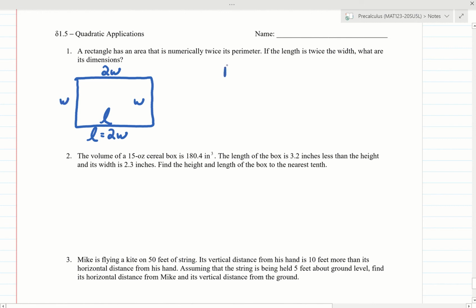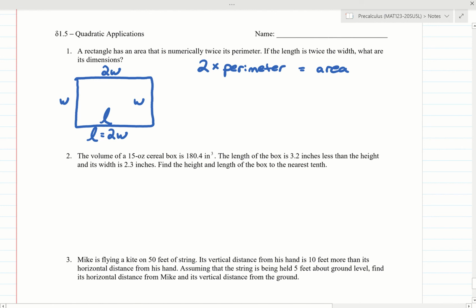So it says that our perimeter and area, okay, and it says a rectangle has an area that is numerically twice its perimeter. So whatever the perimeter is, the area is 2 times that. So 2 times the perimeter is equal to the area.